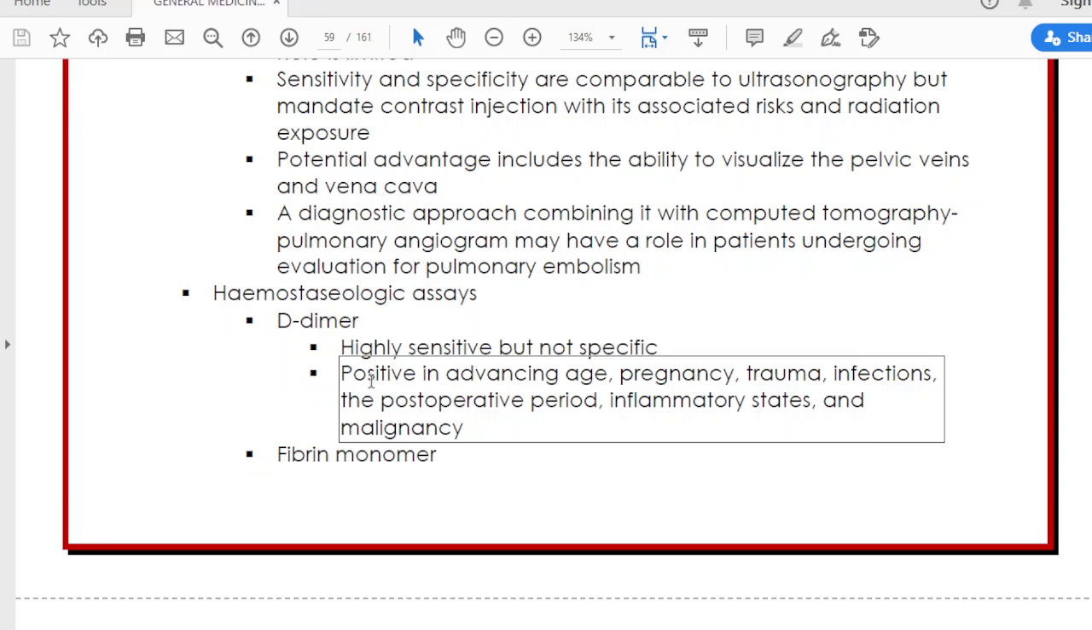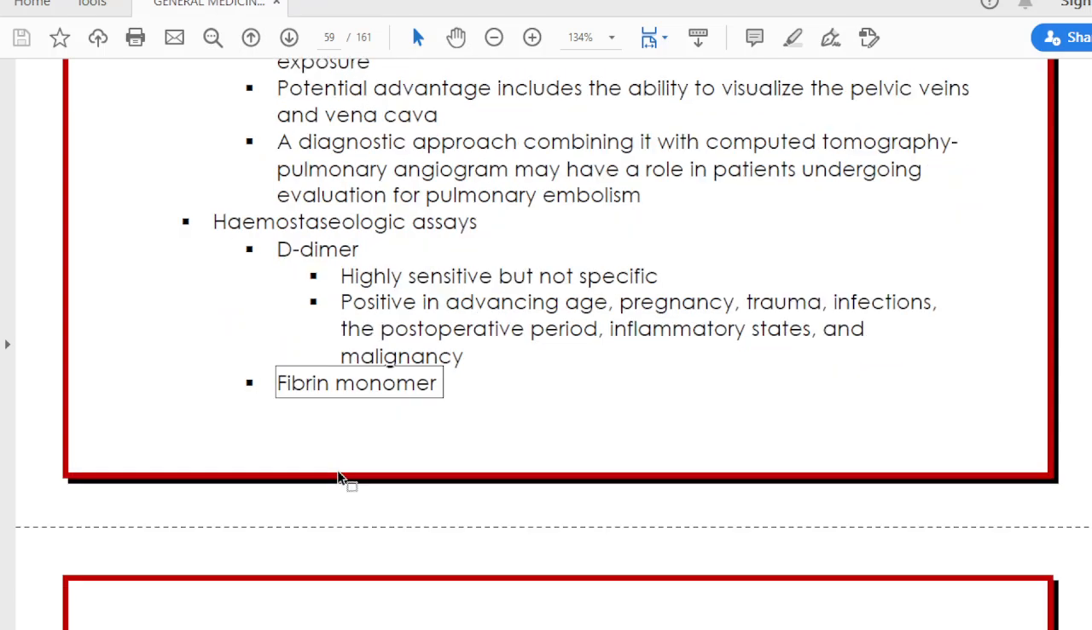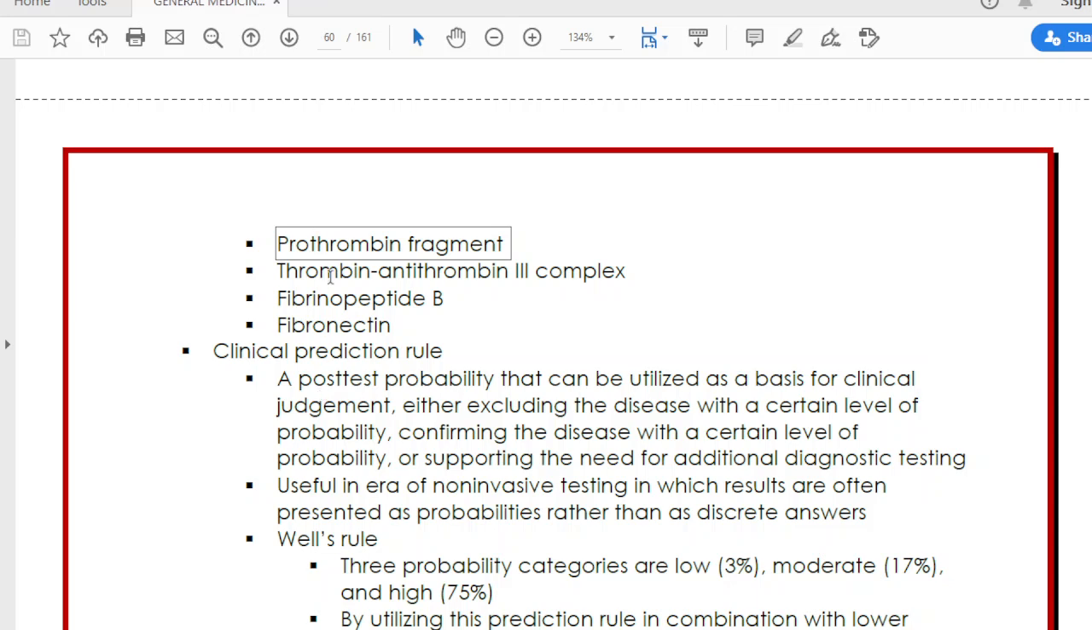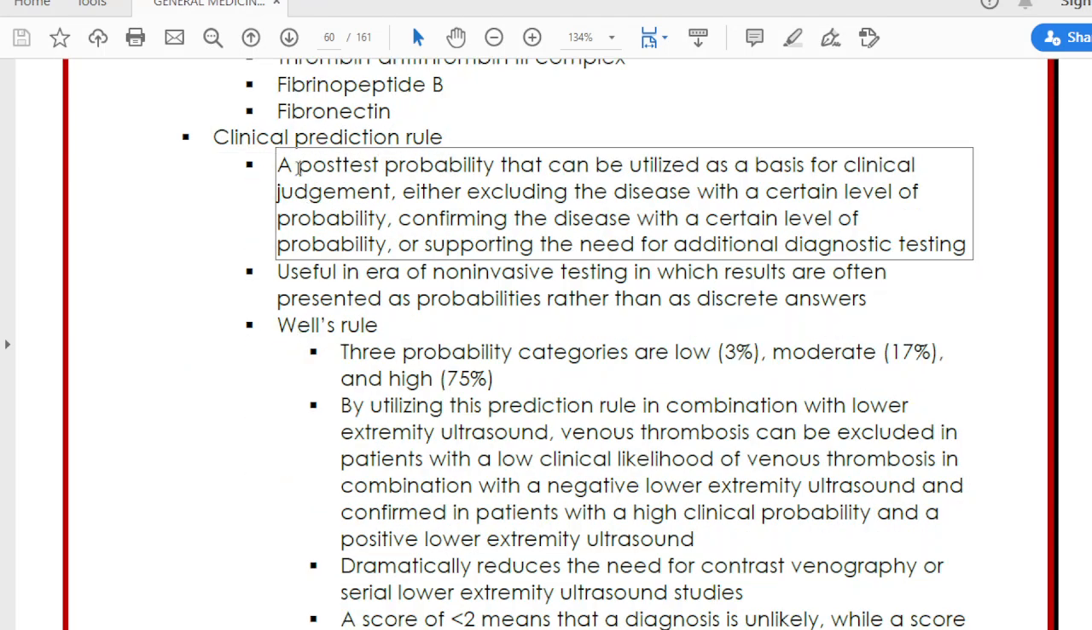Positive in advancing age, pregnancy, trauma, infections, the postoperative period, inflammatory states, and malignancy. Fibrin monomer. Prothrombin fragment. Thrombin antithrombin 3 complex. Fibrinopeptide B. Fibronectin. Clinical prediction rule. A post-test probability that can be utilized as a basis for clinical judgment, either excluding the disease with a certain level of probability, confirming the disease with a certain level of probability, or supporting the need for additional diagnostic testing. Useful in era of non-invasive testing in which results are often presented as probabilities rather than as discrete answers.